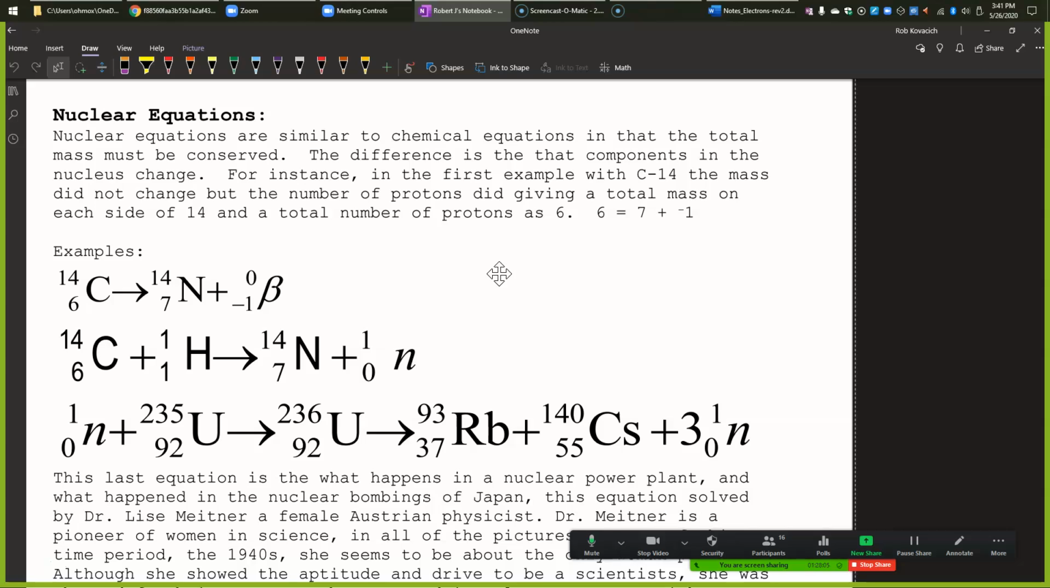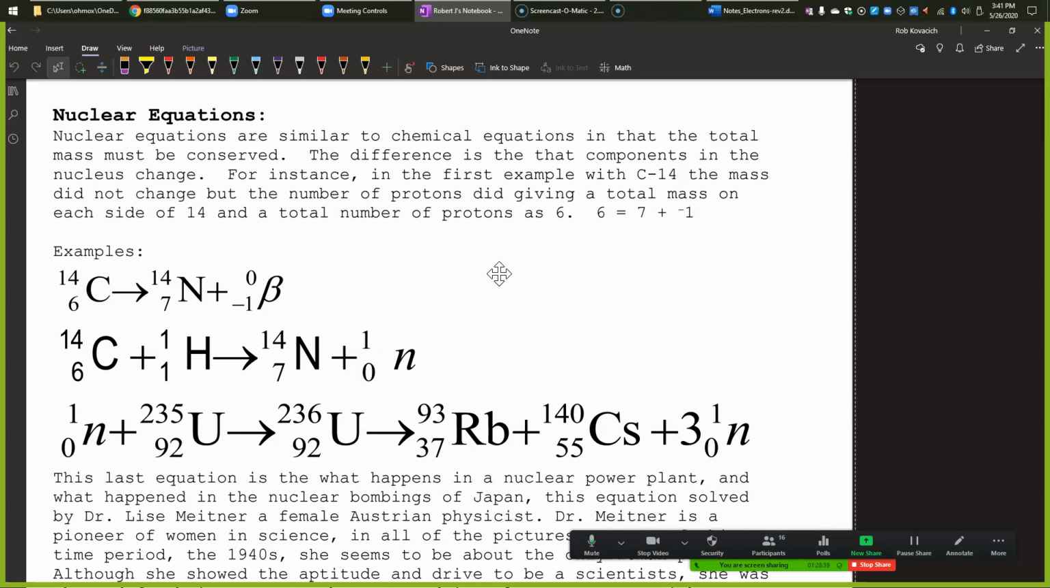The next one shows carbon-14 plus a hydrogen atom being absorbed into it to produce nitrogen and a neutron. So on the top, we've got 14 plus 1, so 15. And on the other side, we also have 14 plus 1. So the masses are okay. And then for the proton number in the subscripts, we've got 6 plus 1 is 7, and the other one is 7 plus 0, which is also 7. So those numbers have to end up balancing out.